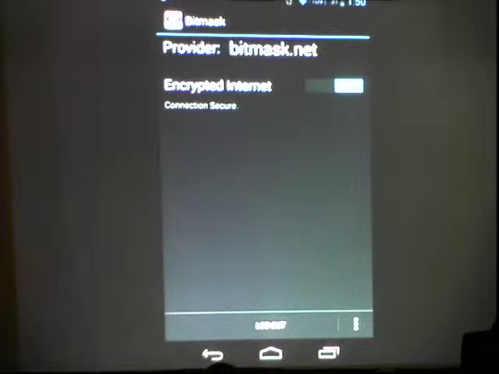So in some cases it is. For example, this is a screenshot of the Android Bitmask application. If you want an encrypted tunnel on your phone, you can just press this button. This is a case where you get a super easy UI, but a VPN is very simple and it lends itself to a simple UI.